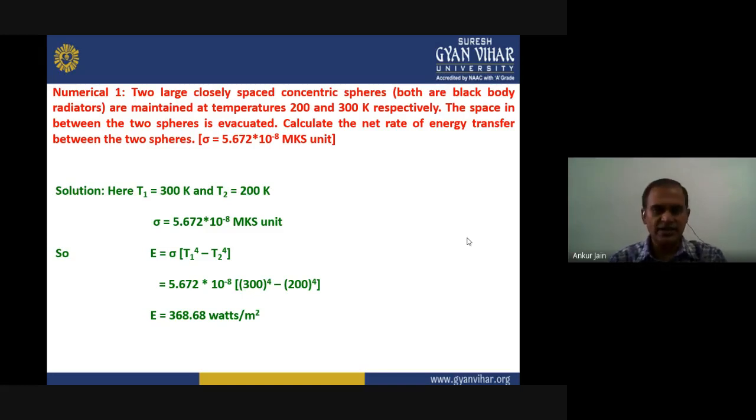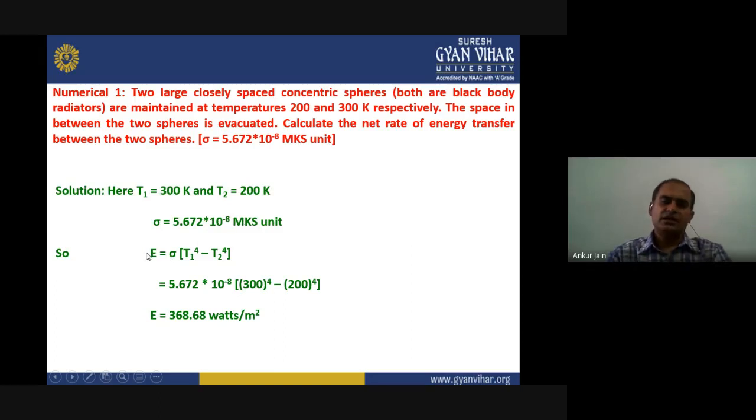So what is given here? The temperatures of both the black bodies are given, that is T1 equals 300 Kelvin and T2 equals 200 Kelvin, right? And the second thing given is sigma, the value of the Stefan constant, that is 5.672 into 10 to the power minus 8 in MKS unit, right? And here we are taking Kelvin, so there should be no issue.